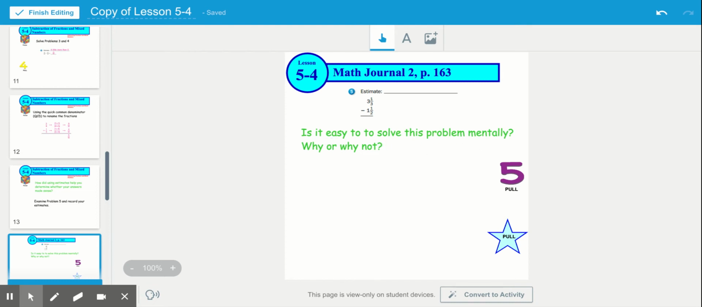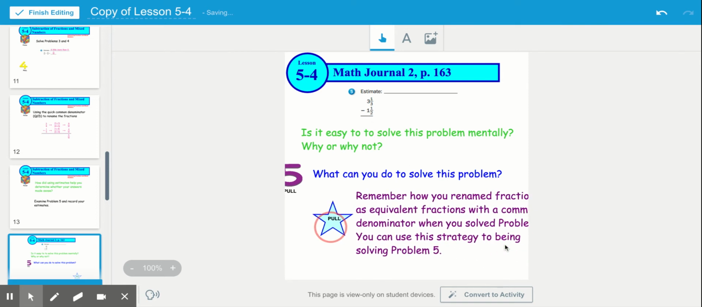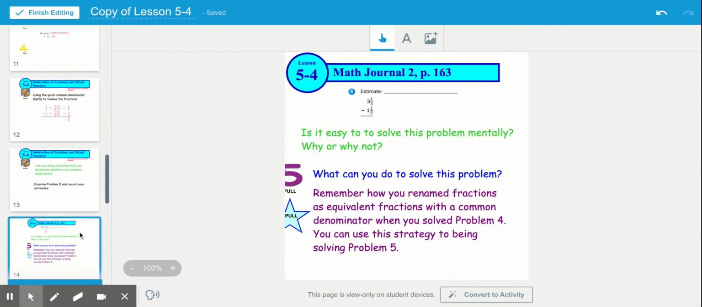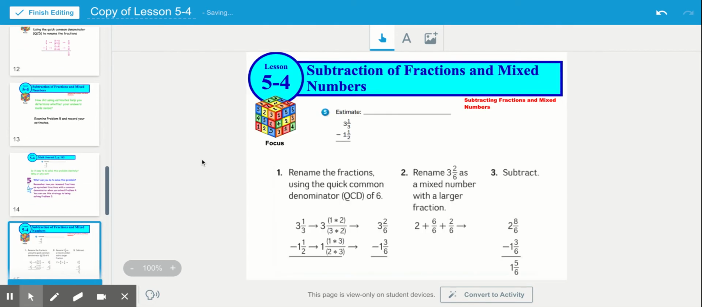No, not really for me, because I notice that our denominators are not the same. We've got 3 and 2. So I'm going to have to make equivalent fractions for these. So what can I do to solve this? I'm going to do the quickest common denominator, because I know 3 and 2 can be multiplied to get 6. Remember how you renamed fractions as equivalent fractions with a common denominator when we solved problem 4? We're going to use that strategy in solving this problem.